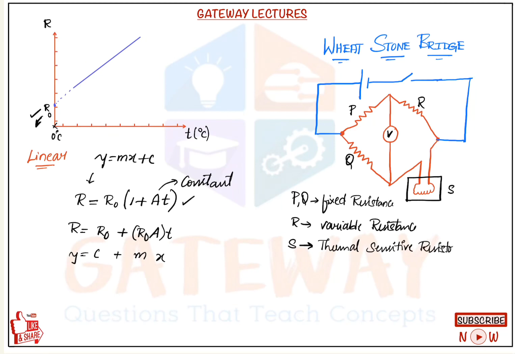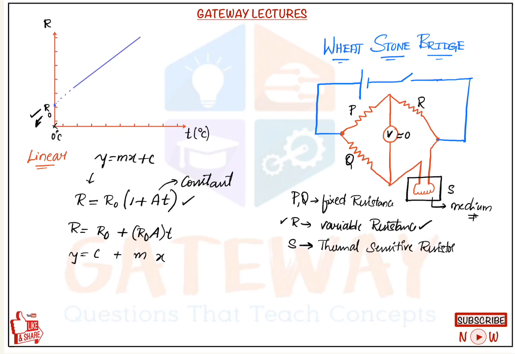Here our most important measuring property is the variable resistance. Depending upon the variable resistance itself, we calculate the temperature. This is the medium where we need to measure the temperature. Initially, this medium will be kept at 0 degrees centigrade. Then the value of R, the variable resistance, will be adjusted to keep the galvanometer reading at 0.